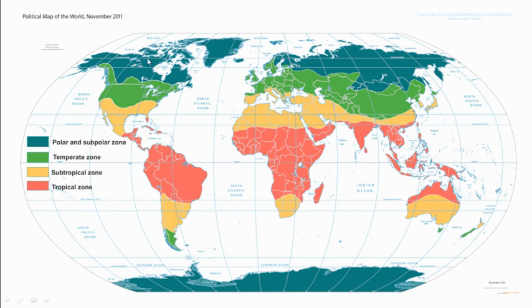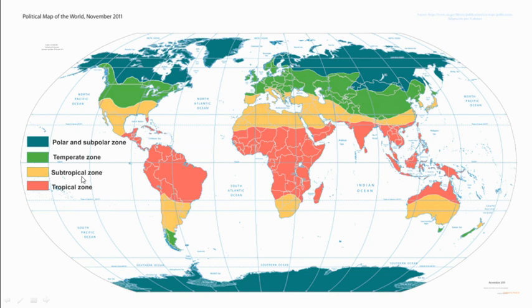Polar zones, top, bottom, very cold. Temperate zone in the middle, good for growing crops, good for growing trees, like the type of trees we have, deciduous trees. That's your birch, beech, oak, all of those trees. They lose their leaves in winter. That's why we call them deciduous trees. And then you get the same type of climate down here, the temperate zone.